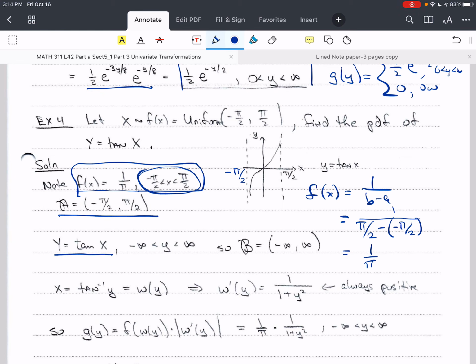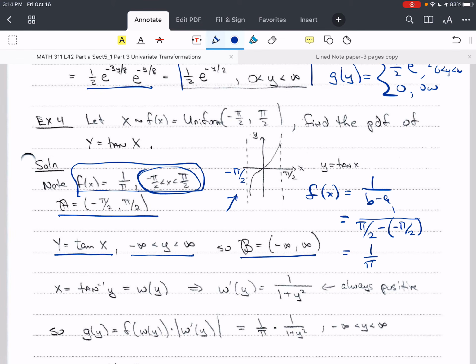Now, y is equal to tangent of x, and y, notice, goes from negative infinity to positive infinity. We can look at the graph and see that. We don't even have to plug in if we can graph it. So that's a very handy thing to do. This can make these things a lot faster, a lot easier, and a lot more accurate if you can graph it. So the transformation on the range of x.